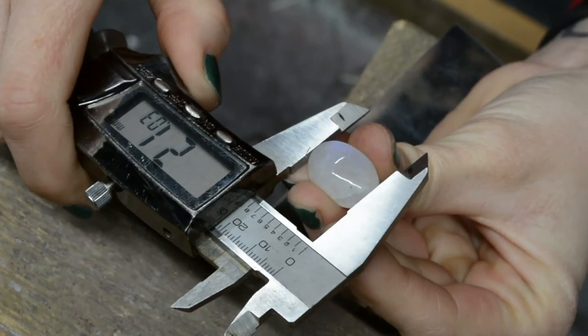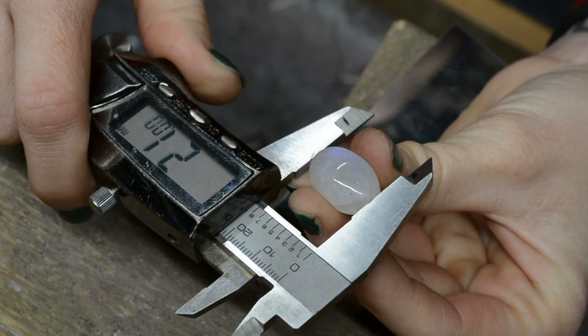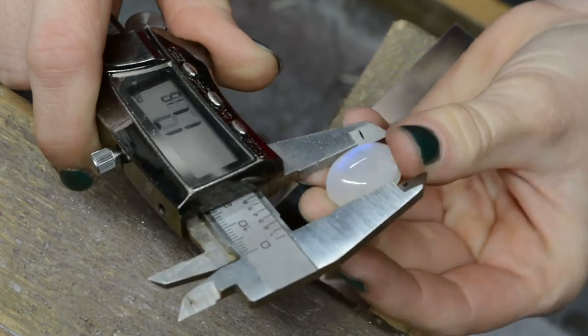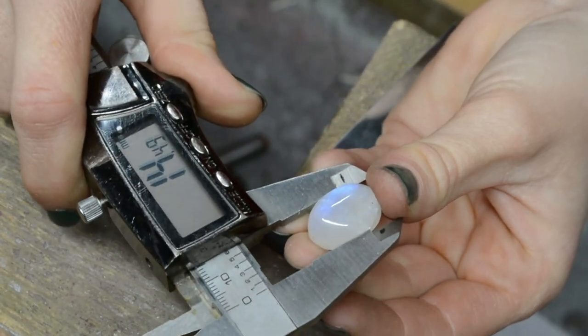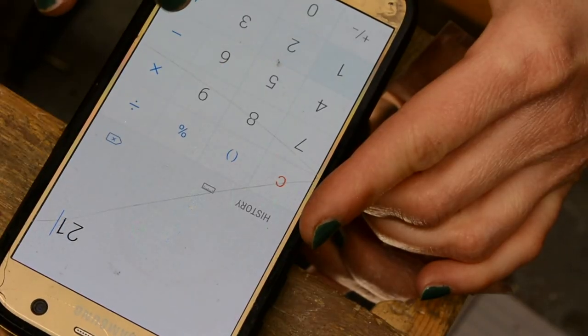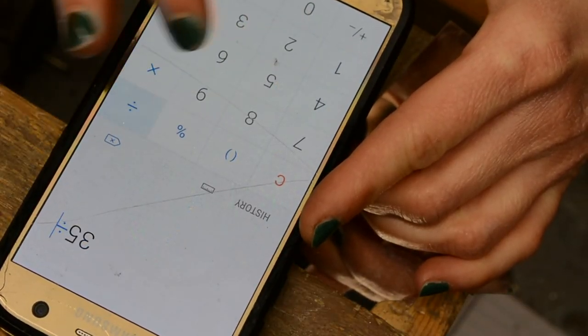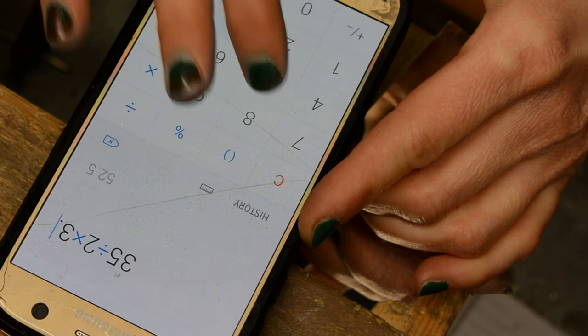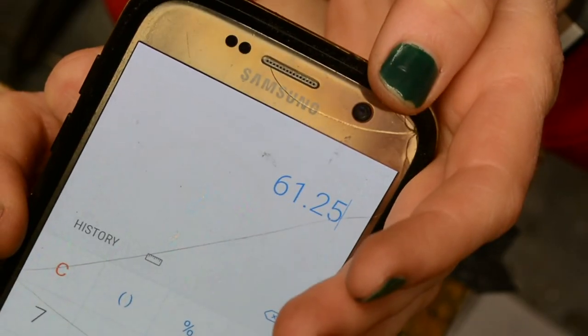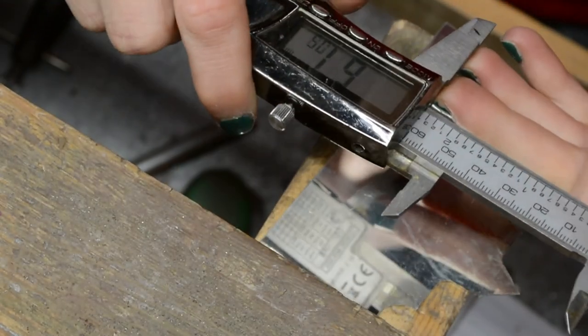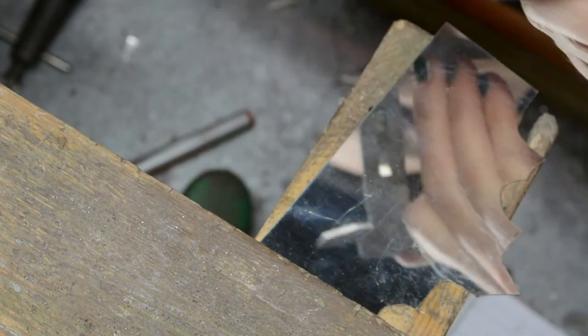First, you're going to take the oval stone, if you're using an oval stone, and you want to measure the length and the width. And all you have to do is add those two numbers together, and then you're going to divide that by 2, and then you're going to times that by 3.5. And then you'll get the total length that you're going to need in order to surround the stone with enough bezel wire.